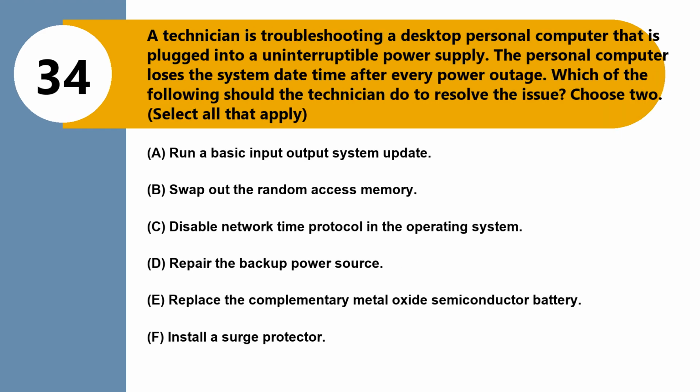Question 34. A technician is troubleshooting a desktop personal computer that is plugged into an uninterruptible power supply. The personal computer loses the system date time after every power outage. Which of the following should the technician do to resolve the issue? Choose 2. Option A, run a basic input-output system update. Option B, swap out the random access memory. Option C, disable network time protocol in the operating system. Option D, repair the backup power source. Option E, replace the complementary metal oxide semiconductor battery.